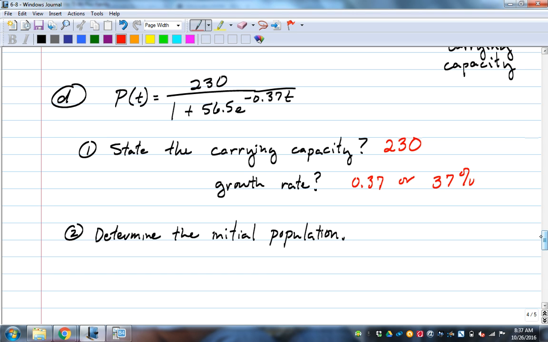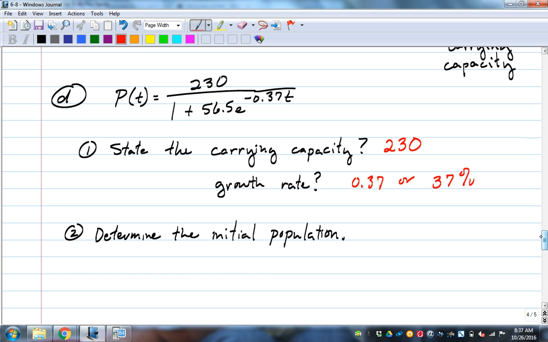Think about the Newton's law of cooling stuff. What was the time when the temperature was 100 degrees? How long had it been out of the water when the temperature was 100? 0.